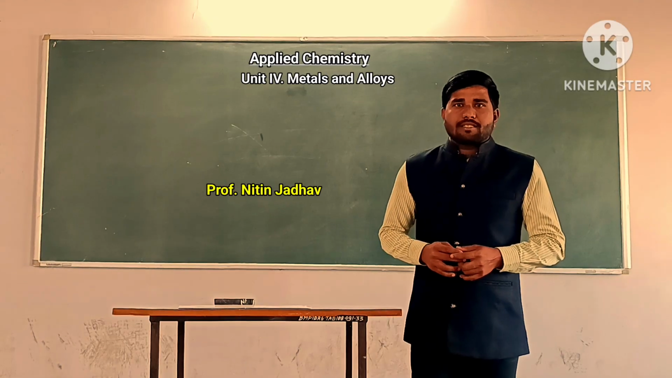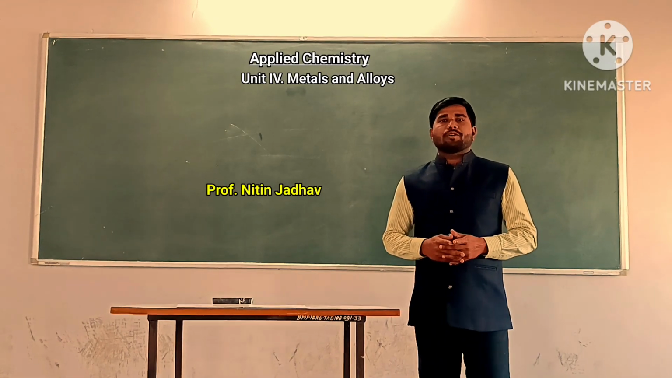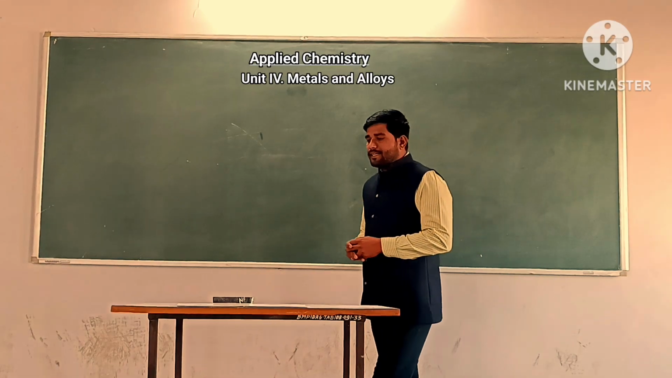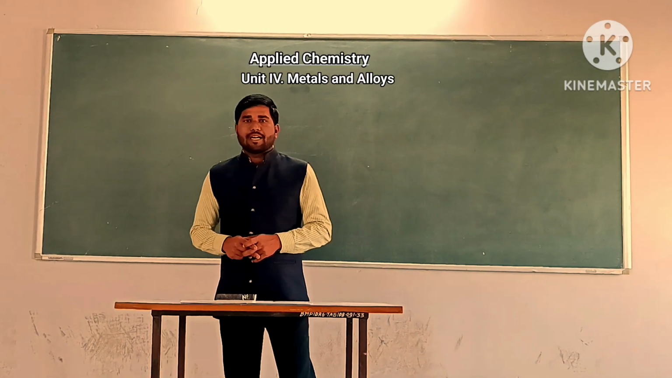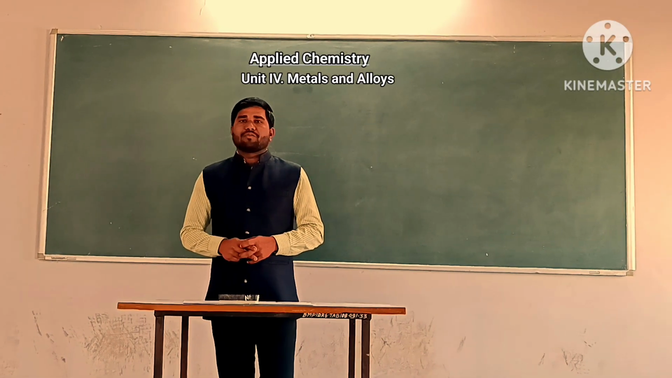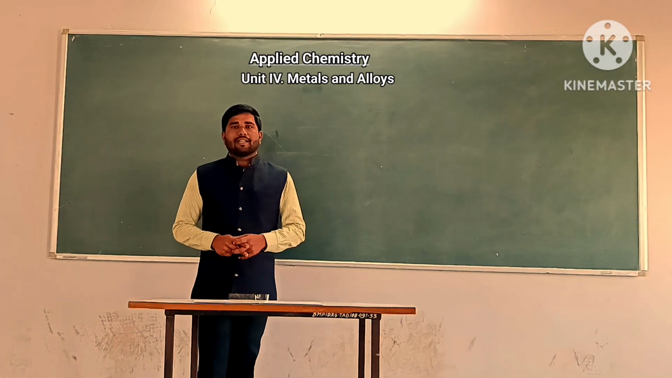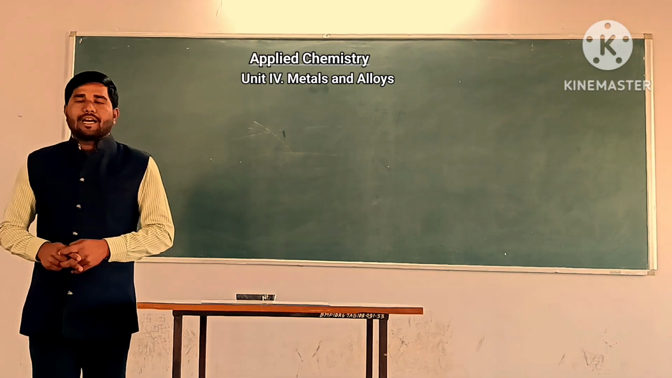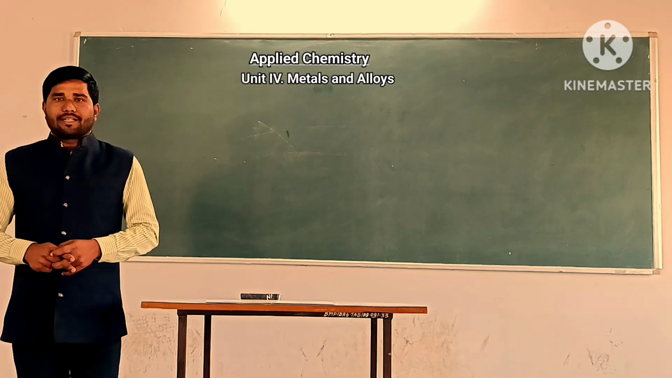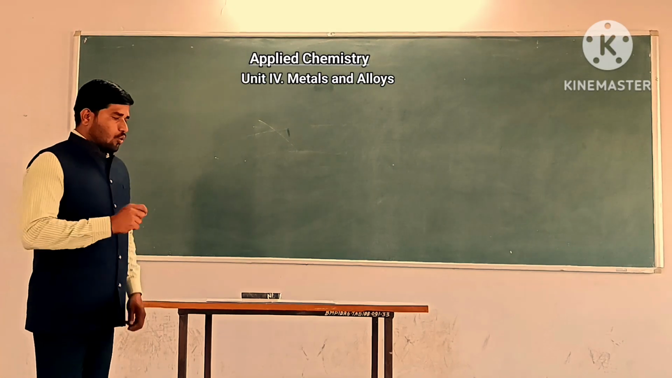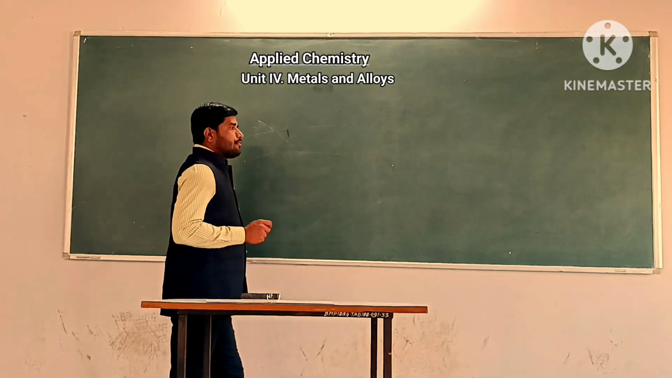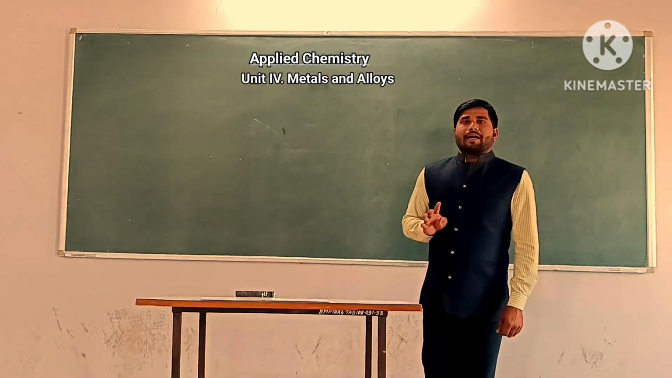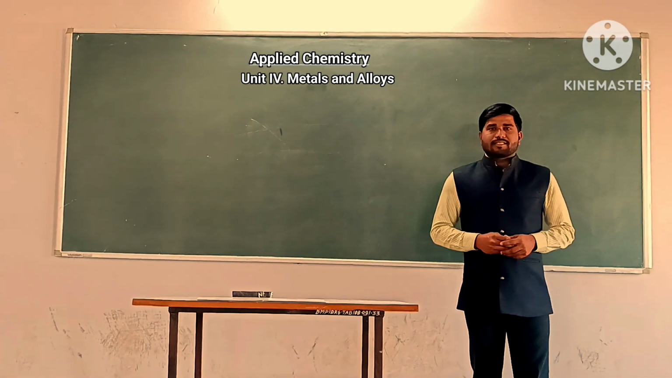Now from the last 5 to 6 lectures we have been learning the applied chemistry subject, and in that subject particularly we are learning unit number 4, that is metals and alloys. In our previous video lecture we learned how a metal can be extracted from ore, and now we know that metal can be extracted from ore by 4 different methods.